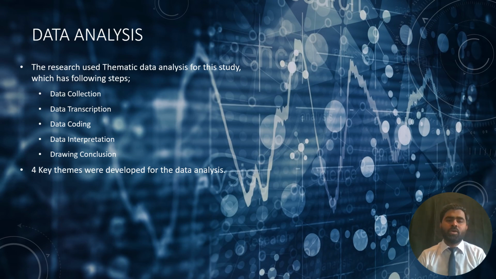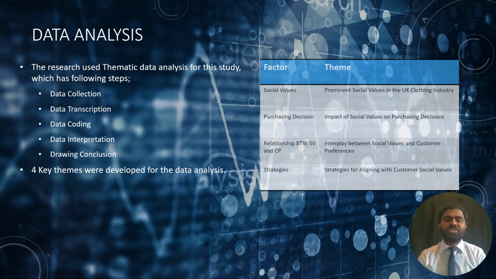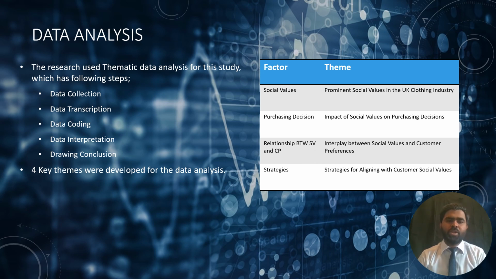Factor theme: social values, prominent social values in the UK clothing industry. Purchasing decision, impact of social values on purchasing decision. Relationship between social values and customer preferences, the interplay between social values and customer preferences. Strategies for aligning with customer social values.